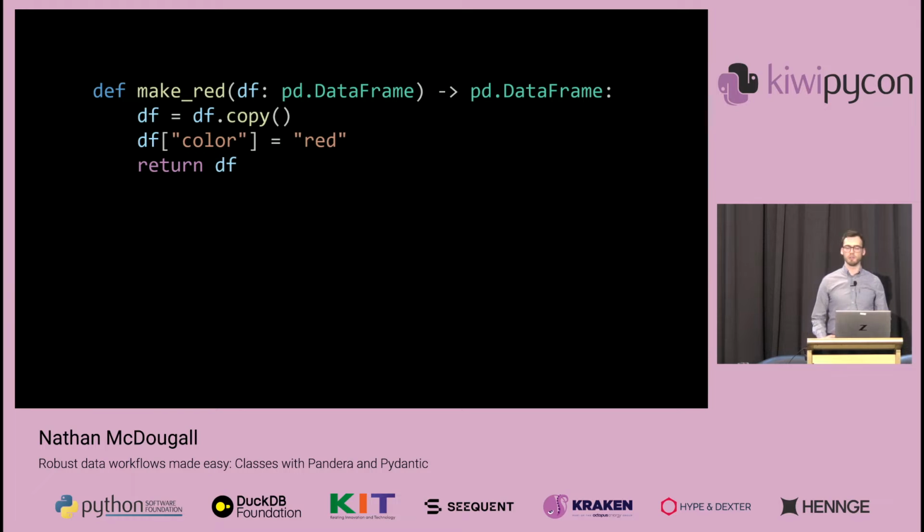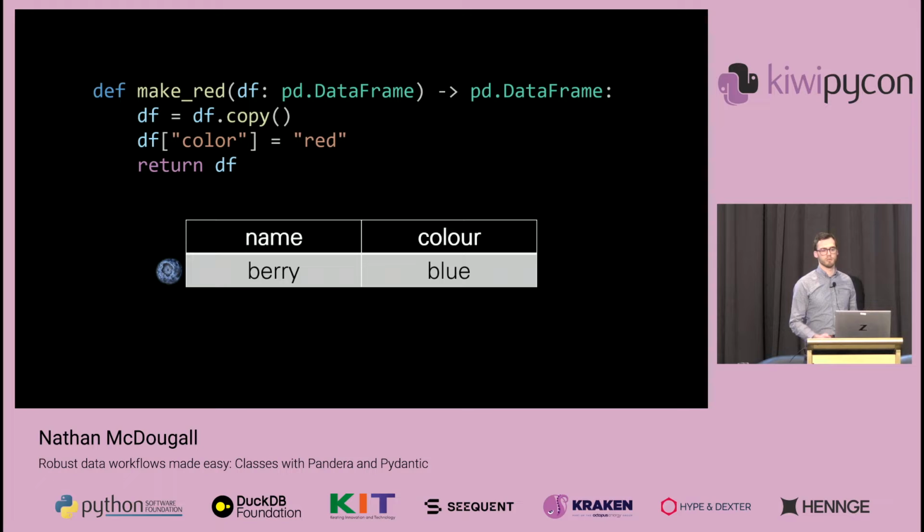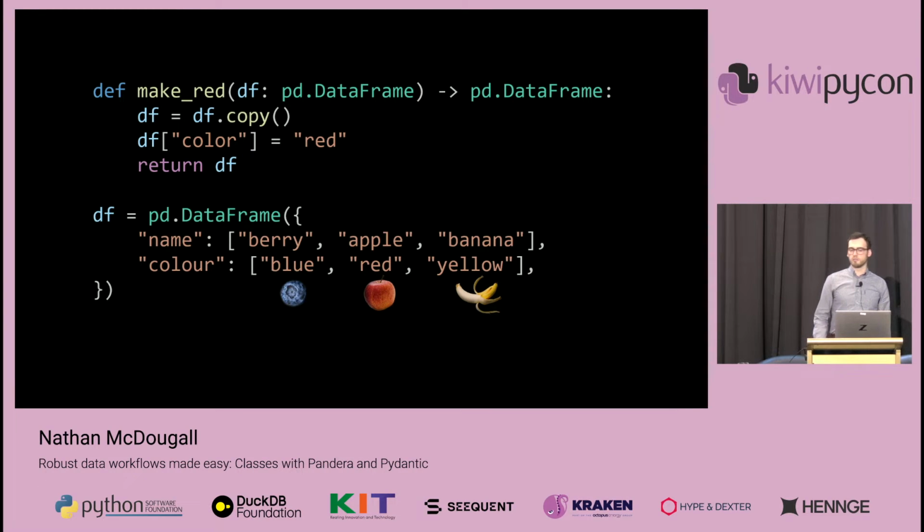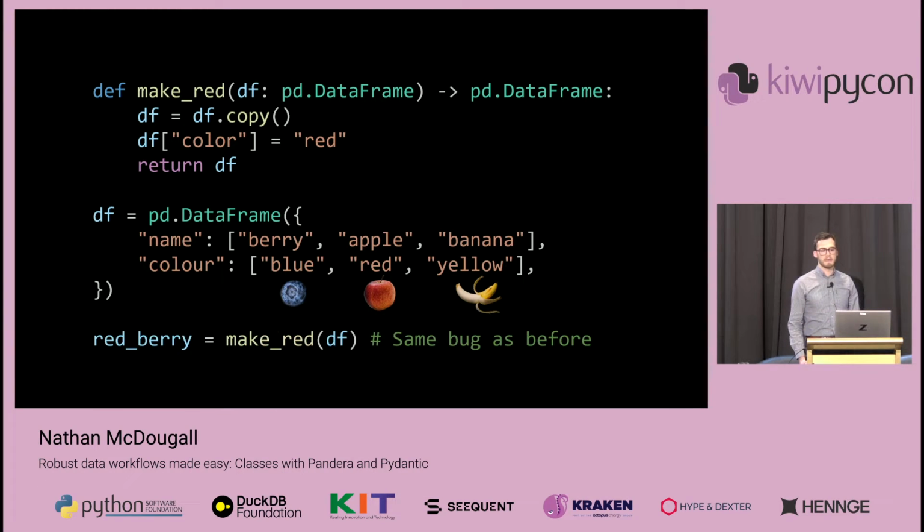If we look at a very similar function to what we had before, make read, this time it's operating on data frames. Instead of just setting a single key for a dictionary, it's setting an entire column. So if you think about before we had a blueberry, now we've got potentially other fruits as well as rows of our data frame. So we construct that in pandas, and then we have the same bug as before because we don't have a centralized place where we keep track of column names.